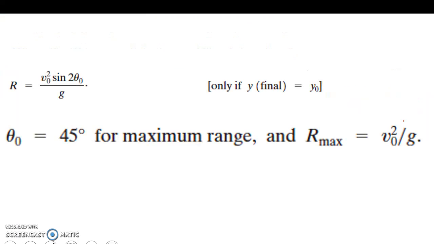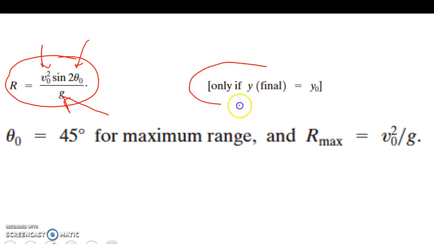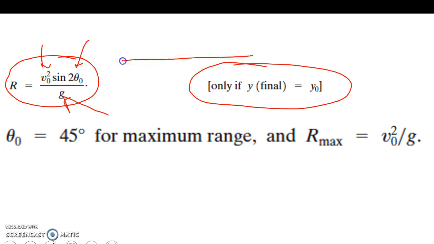Just another equation I wanted to show you. It's the range equation. You take the initial velocity squared, then you take the sine of 2 times your angle of launch and divide it by g, whatever g is on whatever planet you're on. And this is only good if your launch is on a flat surface, so if your y initial is equal to your y final.